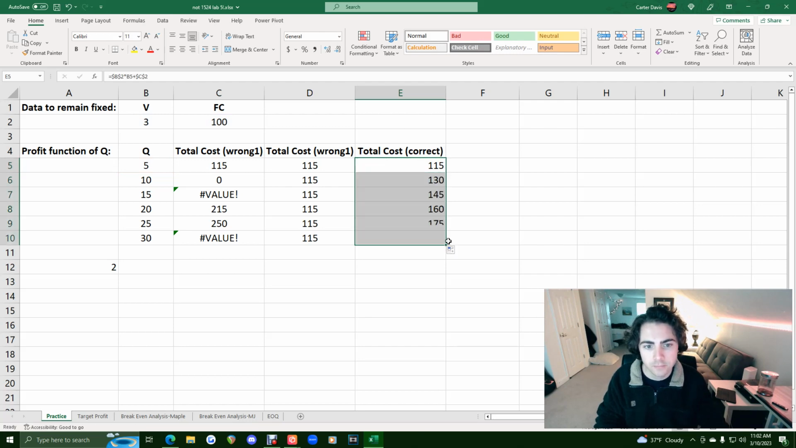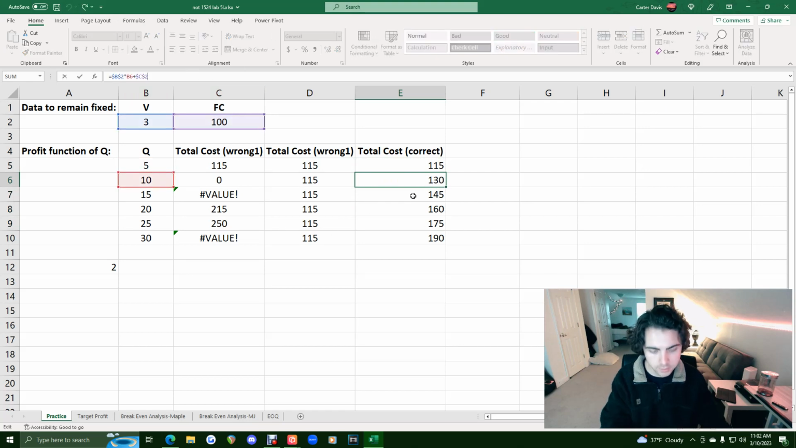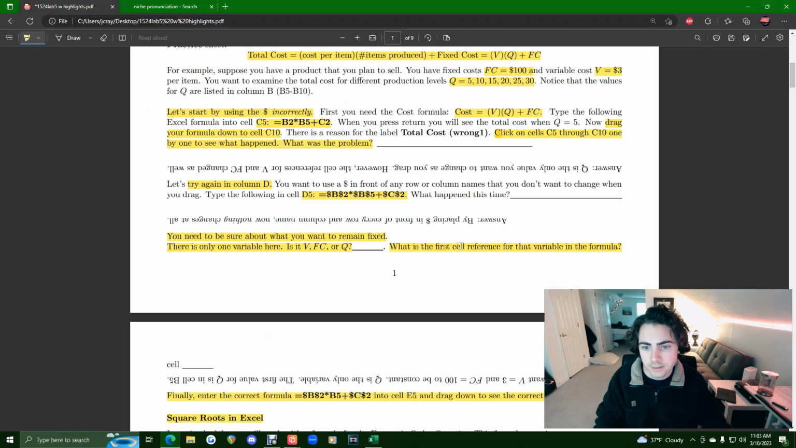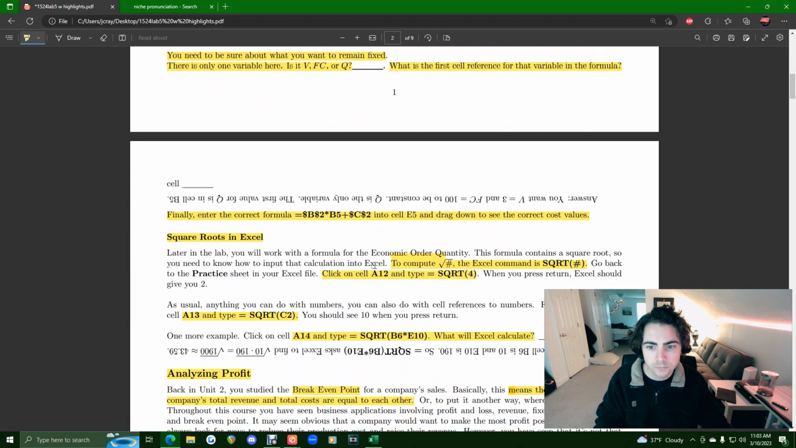We drag this down. And as we can see, as we click through each of these, you can see that it's using the new quantities each time, the different quantities, but it's using the same variable cost and fixed cost. All right, let's keep it pushing.